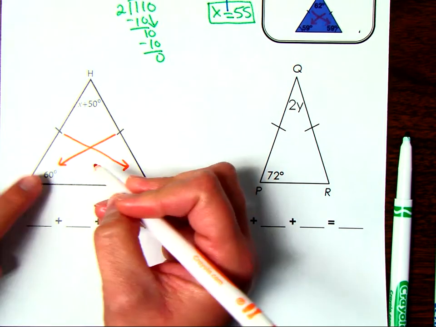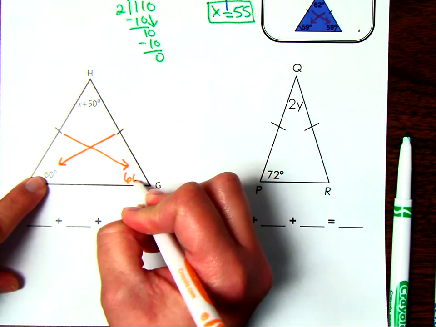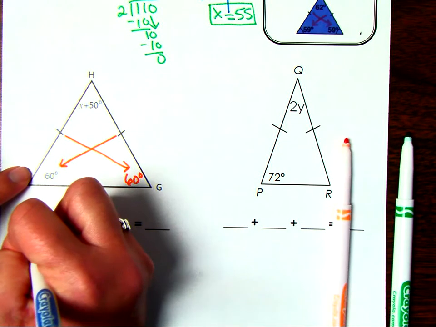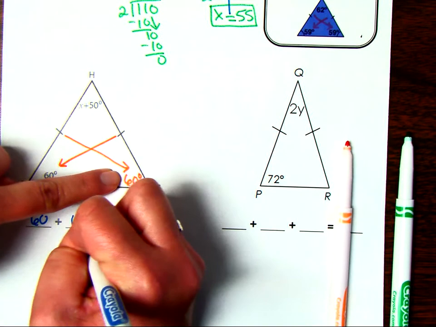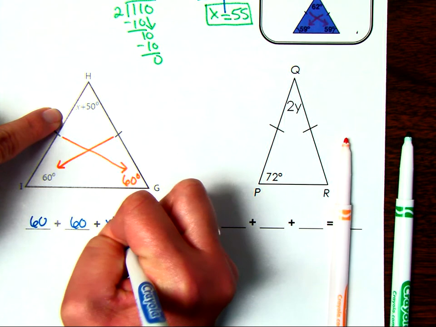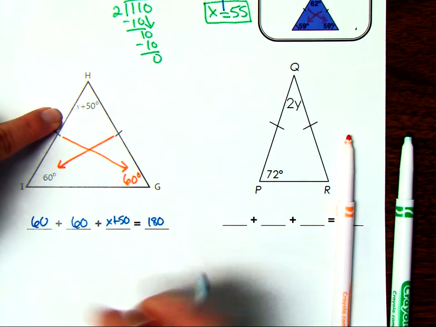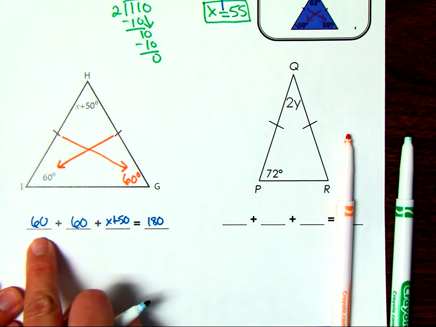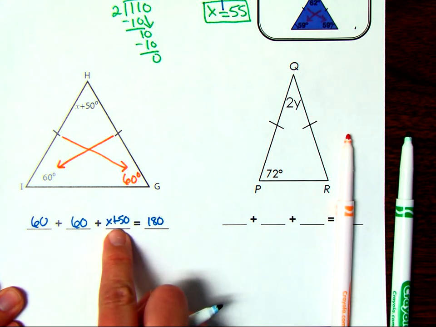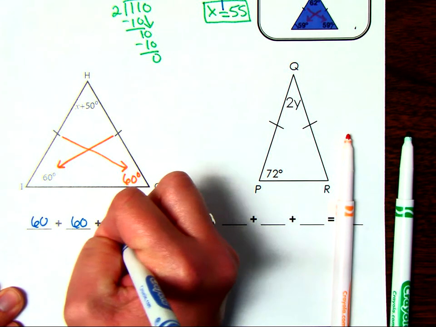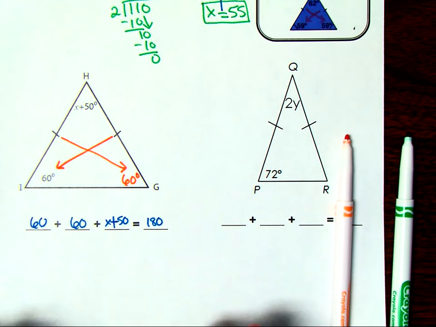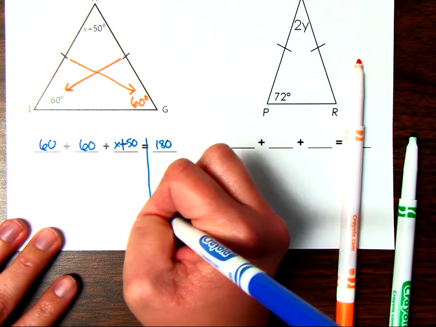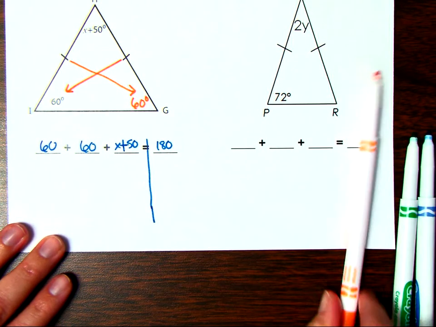So if this is 60, then over here is also 60 degrees. So now we can fill in the blanks. So 60 plus x plus 50. And again, it doesn't matter how you write this. You could have written x plus 50 plus 60 plus 60, or 60 plus x plus 50 plus 60, because when we add, it doesn't matter the order, we're going to get the same sum. Okay, that's called the commutative property. If we multiply or add, it doesn't matter in the order, because we get the same thing.